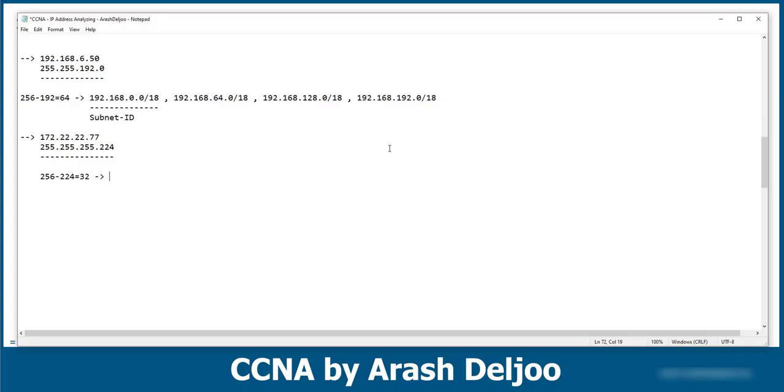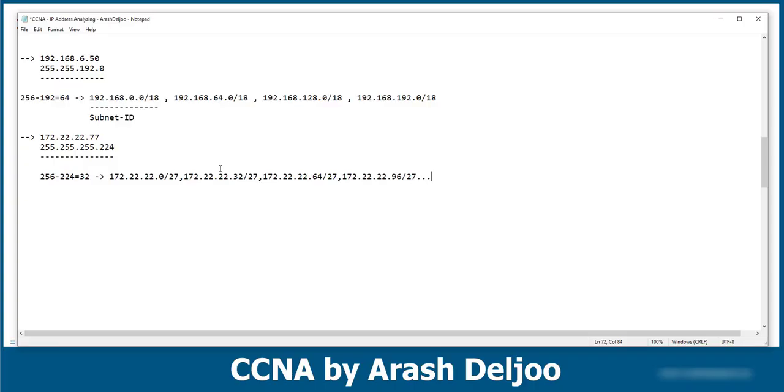And here we have these networks: 172.22.22.0, okay, slash, here we are using /27. This is the first network, and the second network is 172.22.22.32, again /27. After that 172.22.22.64/27. After that 172.22.22.96/27.